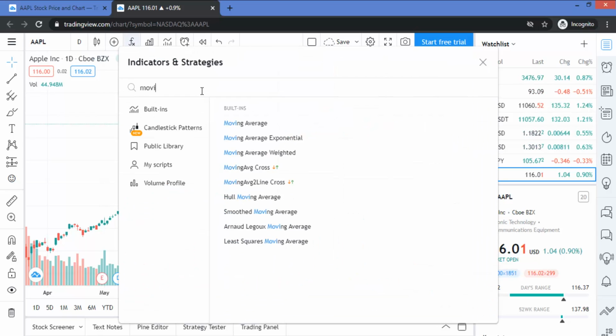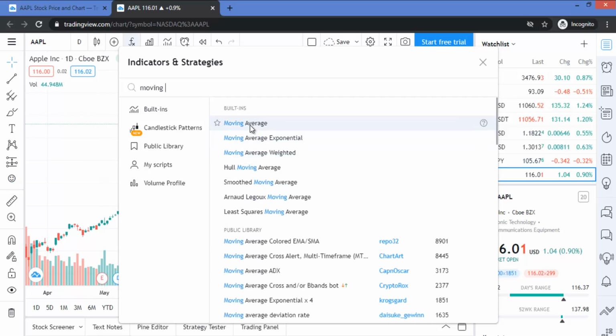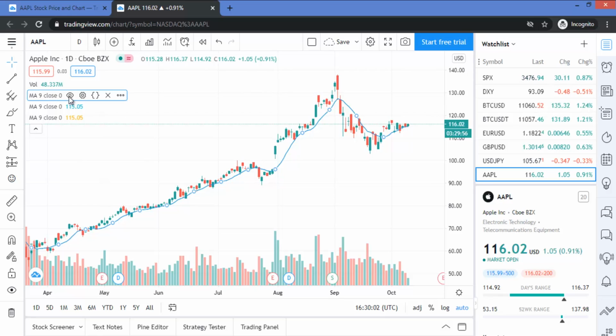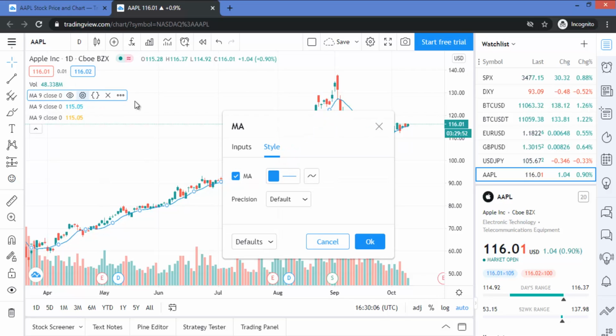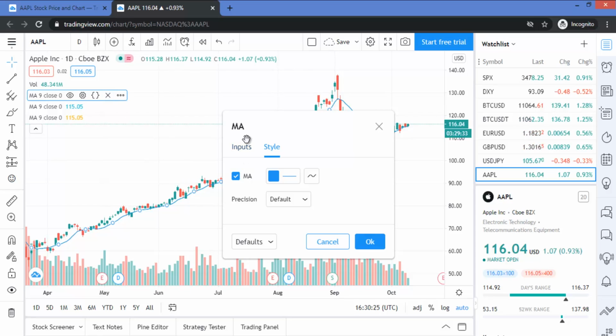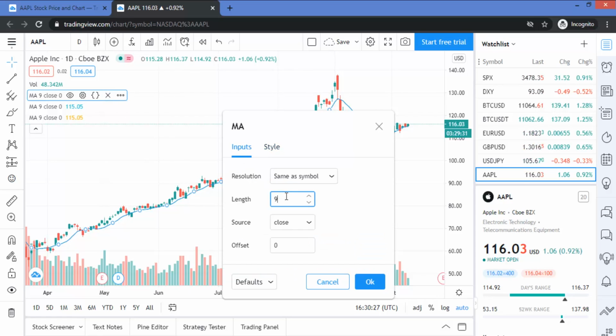So go to indicators and strategies, type moving average, right? We got here. Actually, I'm going to use three different moving averages, so let's click it three times. So here I'm going to change the duration of this moving average. By default the moving average is given as 9, so let's make it 10.